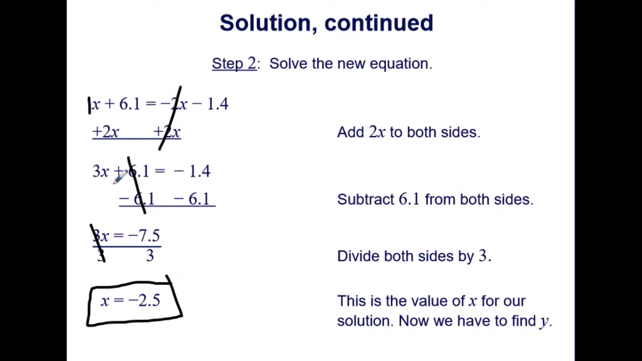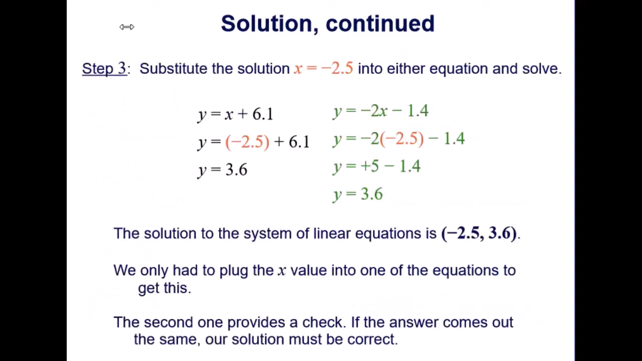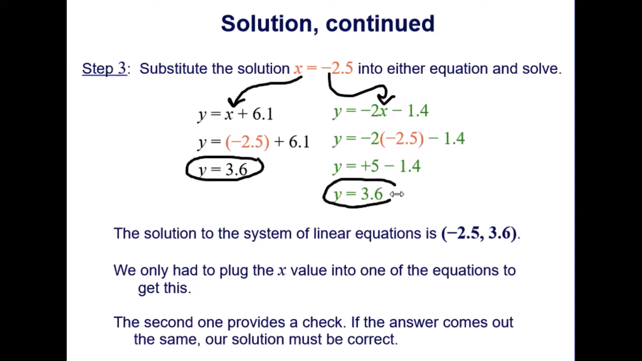Now we have to find the value for y. So we're going to substitute that solution, the x equals negative 2.5, into either equation and solve for y. So this is showing you it substituted into both equations, into the first one and into the second one. You don't have to do both, but let's see that we get the same answer of 3.6 if we chose either equation for y. So that means the solution to the system is negative 2.5 comma 3.6.